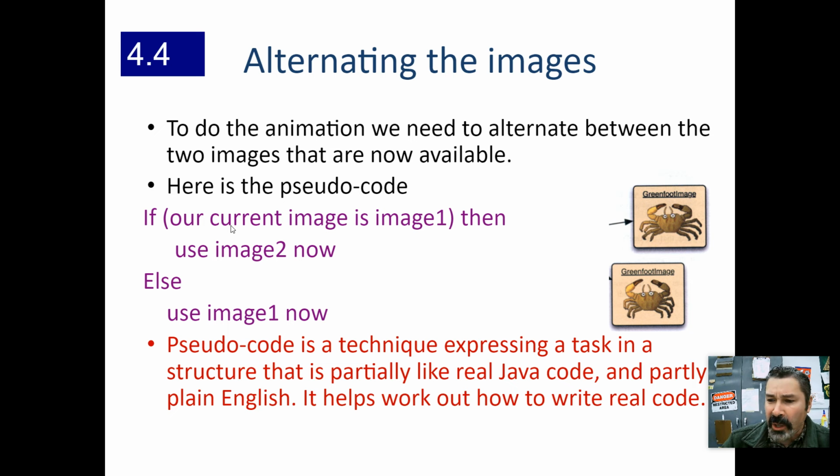So here's a pseudocode. It's part English, part Java. So if our current image is image 1, then set the image to image 2. Otherwise, go back to image 1. Okay, so that's not Java. Don't type this code in. That's pseudocode. You use pseudocode to help you figure out the logic of it. Like, okay, what am I going to do? And then once you figure out how you're going to accomplish it, then you actually write the Java code. Write this down in your notes on lined paper. Hit pause and do that.